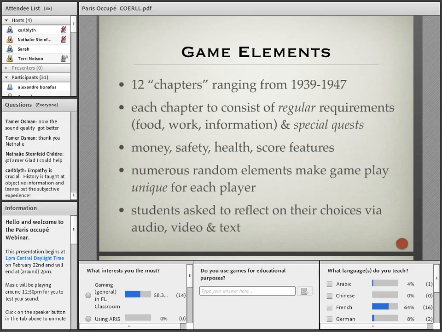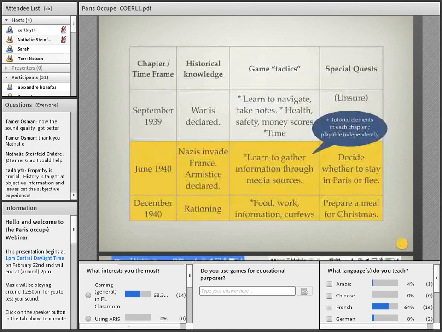Each chapter will consist of regular requirements, things like food, work, information, getting news, and then also special quests tied to that chapter. Each one has money, that having some funds to disperse is really important for the gameplay. It also has safety, health, and score features, and I'll talk about those as we go on. And then there are a number of random elements that make the game different for each student, so that it's not just everybody having the exact same thing happen to them. And then I have students reflecting on their choices throughout the game, and then outside of the game in class activities using audio, video, and text.